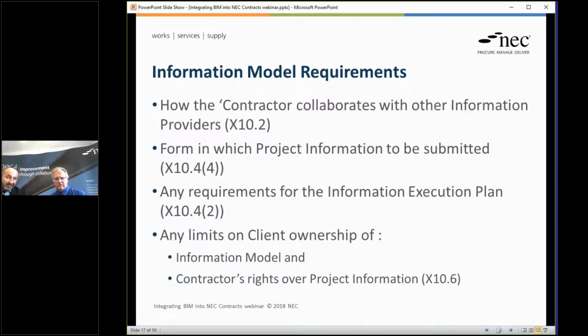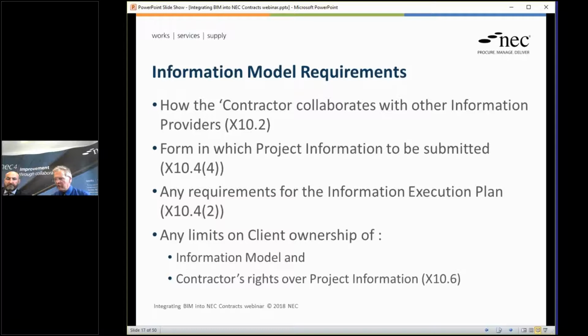That determines the type of data, the form of data, how it's provided, and also you would specify in the information model requirements, and also any limitations of ownership around the information model and the contractor's rights over project information can also form part of that information model requirements. Okay, so if there are to be. Okay, that's got to be obviously dealt with very, very carefully, stating the obvious. But those are all the references from X10 specifically to information requirements to make sure those get covered.